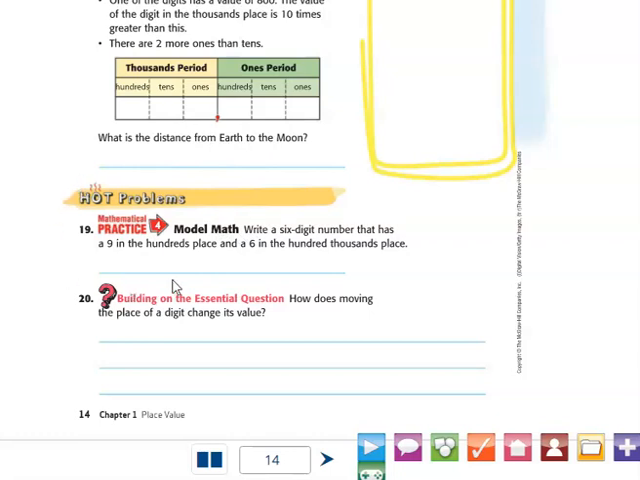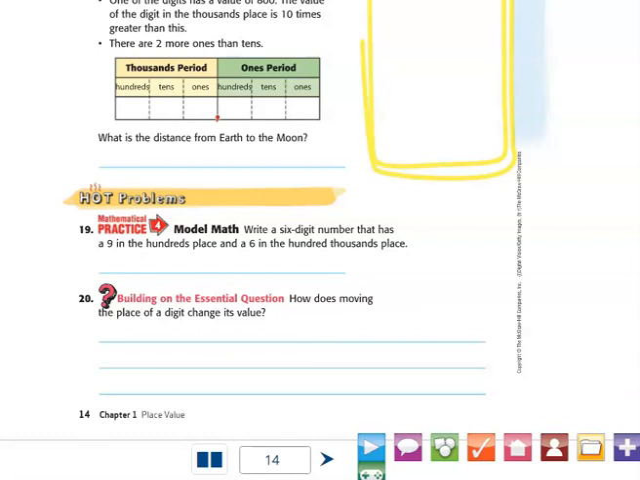Write a 6-digit number that has a 9 in the hundredths place and a 6 in the 100,000th place. They've got some options there. There are many possibilities to be correct. The only thing you have to have is the 9 in the hundredths place and a 6 in the 100,000th place. Okay? And how does moving the place of a digit change its value? Go back and look at page 11 if you need some help and support in answering that one.